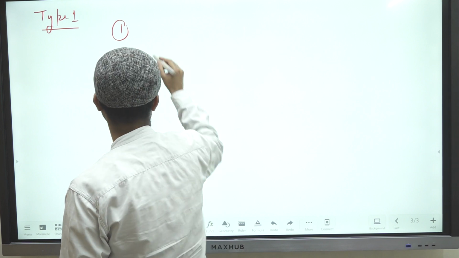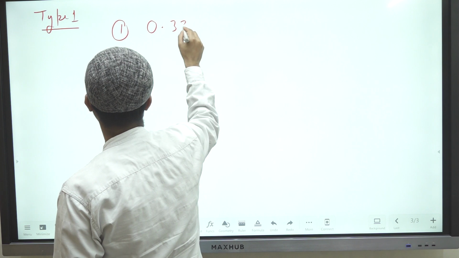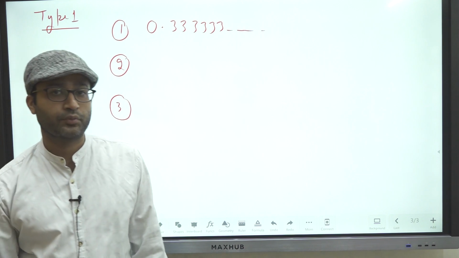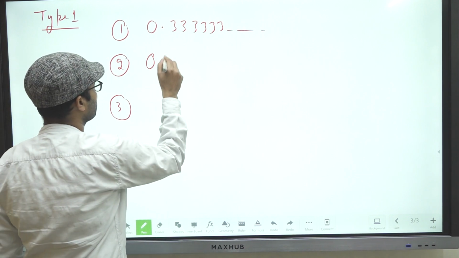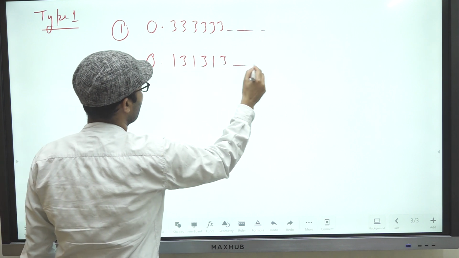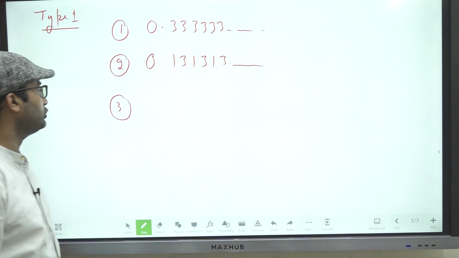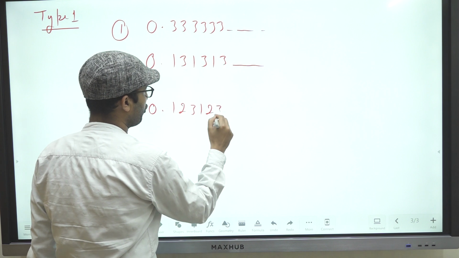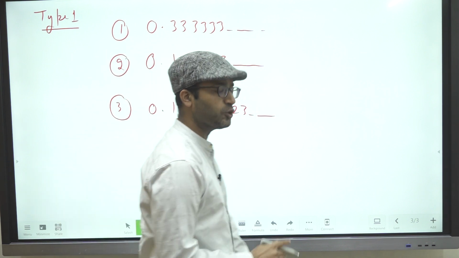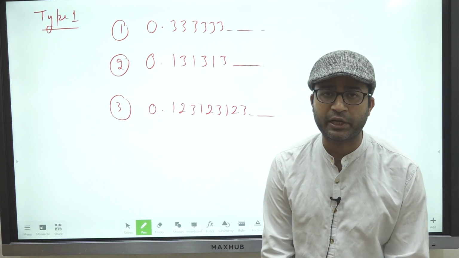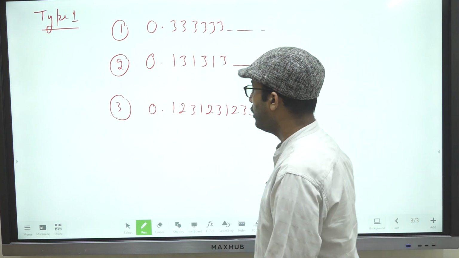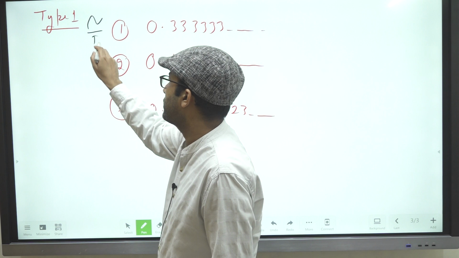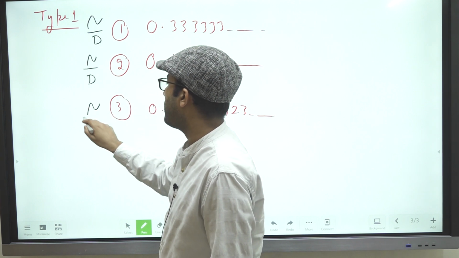My first question is 0.3333 and so on. The second question is 0.131313. The third question is 0.123 123 123 and so on. So we have these 3 examples here. Now we have to find numerator by denominator for each.